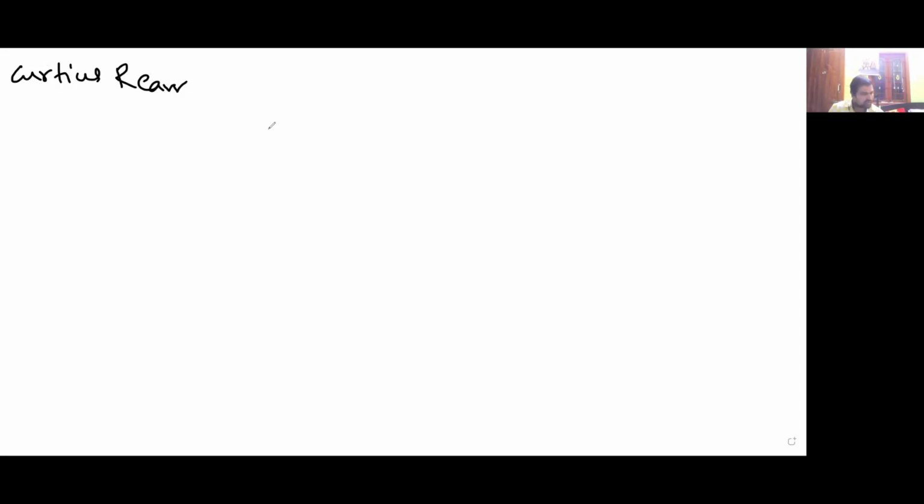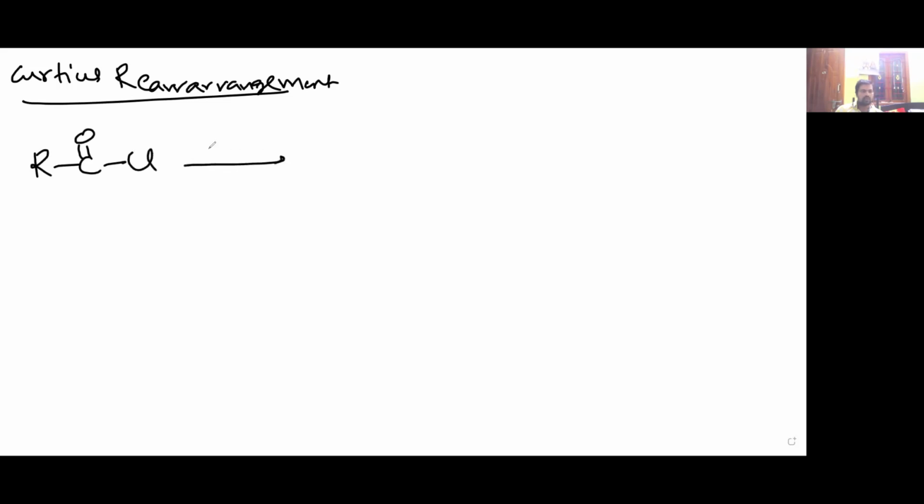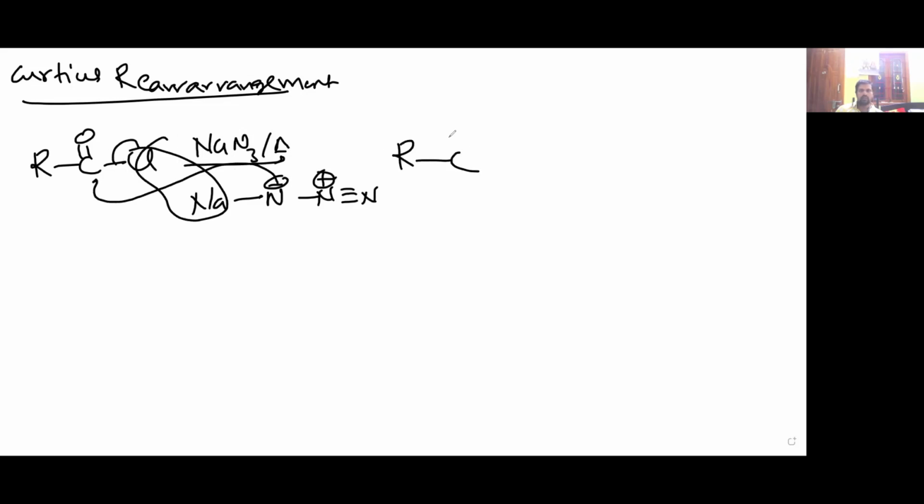Okay. So what is this Curtius rearrangement? This is R-COCl treated with NaN3 by heating. As usual, NaN3 you can write like this: Na plus, N3 minus. So this is attacking, Cl minus leaves, NaCl is eliminated. Then R-C double bond O, N minus N3.